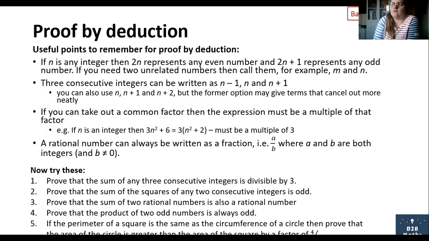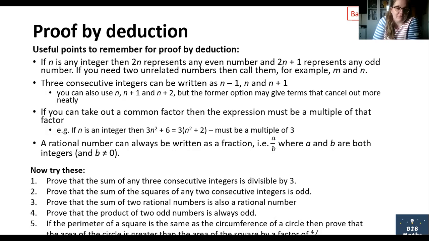So using the proofs that we did on Friday and the examples of proof by deduction I've just re-gone over and these useful points, I want you to have a go at trying these 5 examples. So first of all, prove that the sum of any 3 consecutive integers is divisible by 3. 2, prove that the sum of the squares of any 2 consecutive integers is odd. 3, prove that the sum of 2 rational numbers is also a rational number. 4, prove that the product of 2 odd numbers is always odd.